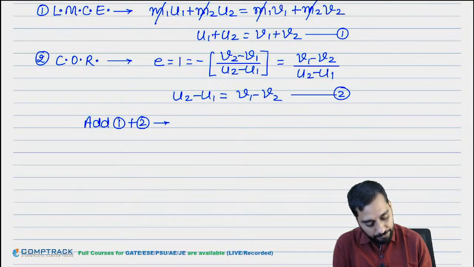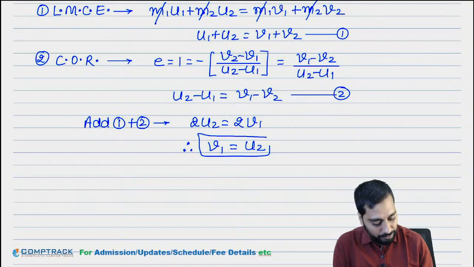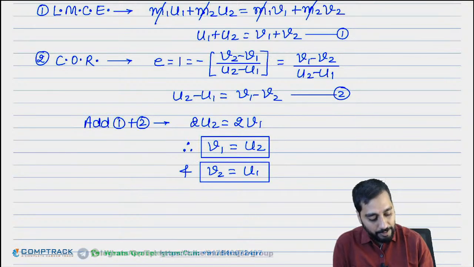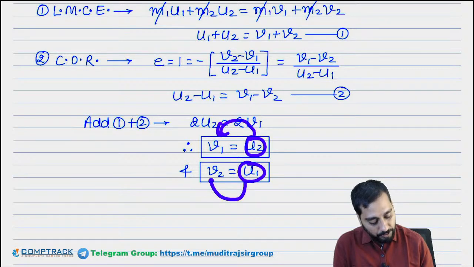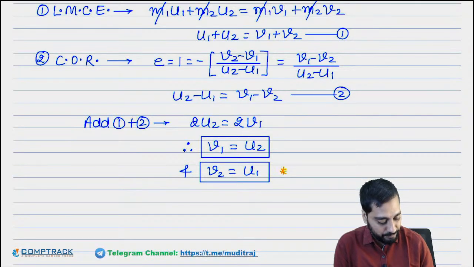So u1 will be cancelled. 2u2 equals 2v1, v2 cancelled. So actually the final velocity of the first body will be equal to the initial velocity of the second body. And when you put it in the equation once again, you will get v2 equals u1. मतलब क्या हुआ? What is happening? The velocity of the second body is given to the first, and the velocity of the first body is given to the second. So velocities are exchanged.